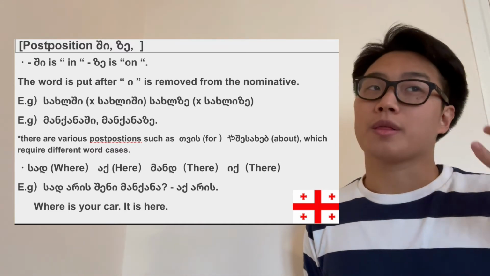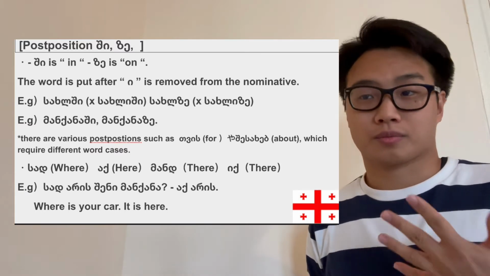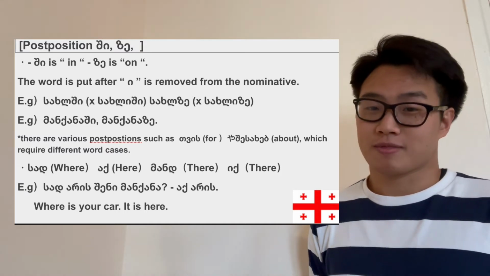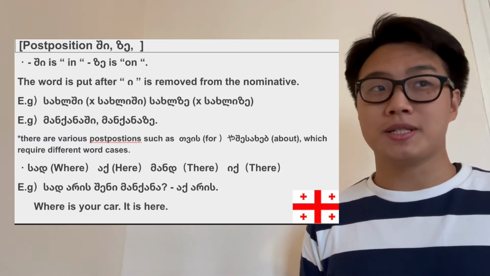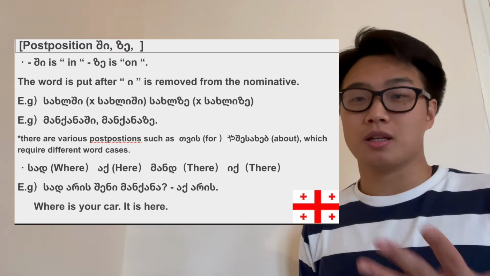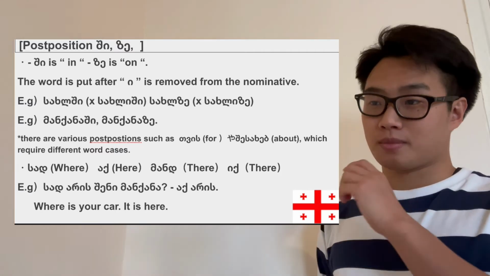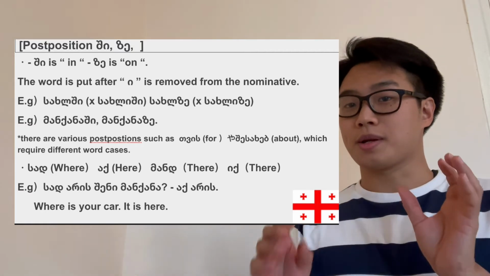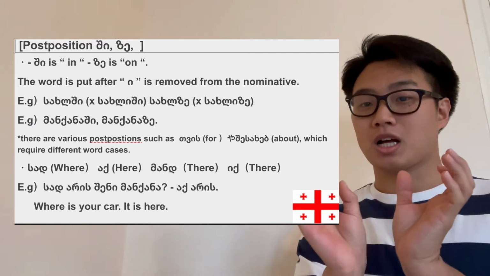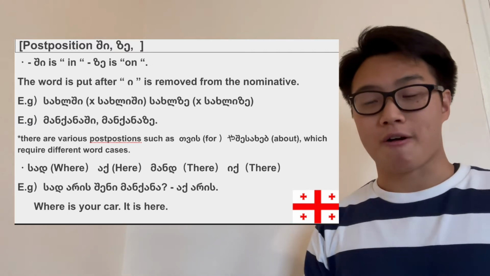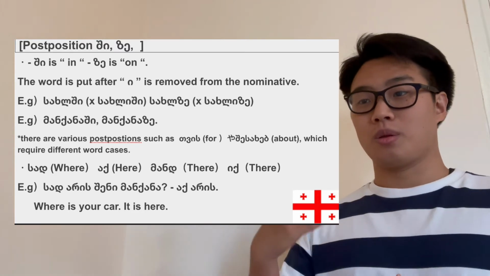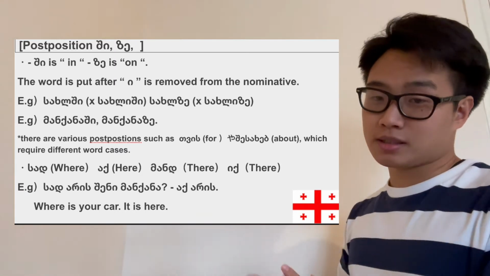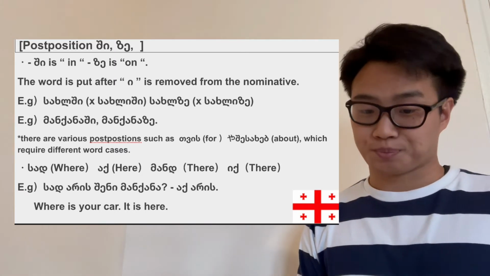But if the nominative case ends with other vowels such as a or e, we don't need to do anything, fortunately. For example, mankana, it means a car or a machine in English. If you look at the last letter of this word, it ends with a, right? So we don't need to do anything. We can just combine them together: mankanashi, in the car, or mankanaze, on the car, right? So that's the main rule for postpositions.